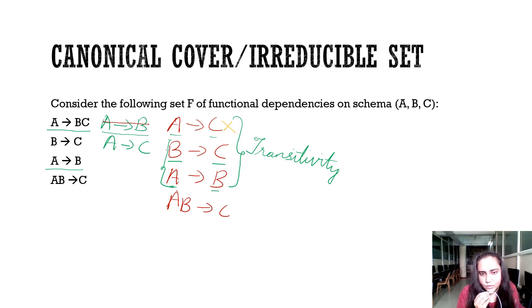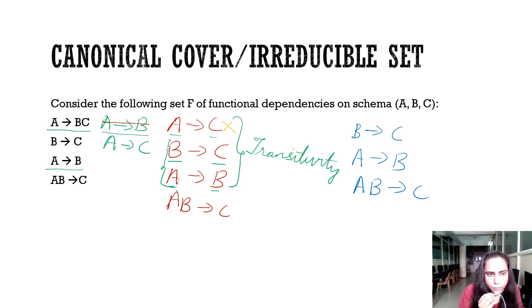And now it's always good to rewrite what you have. So I'm going to rewrite all the rules that I have now. And those rules are B determines C, A determines B, and AB determines C. So these are the 3 left. Now again, I can do some calculations here too. So I'm going to show you those calculations down below as rough work.